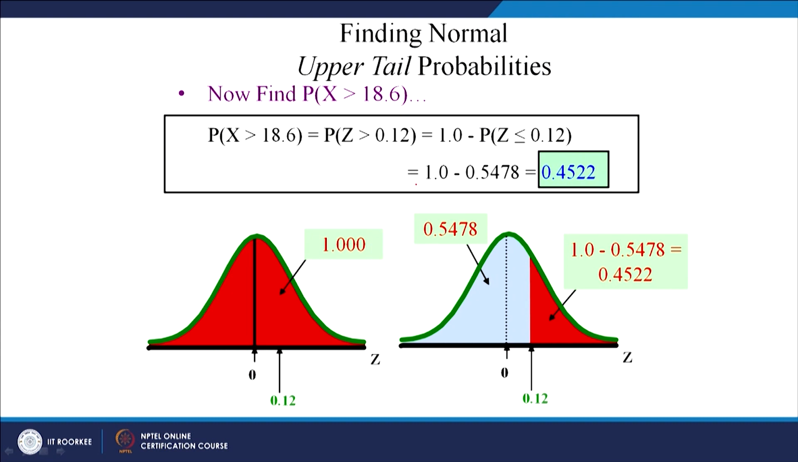So, this is what we have done, right. The probability that it will take more than 18.6 seconds would be 1 minus the probability when z is less than or equal to 0.12. So, this is 0.544522, right. This was the solution in the earlier case, and we found this area just by subtracting this area from 1. Okay.